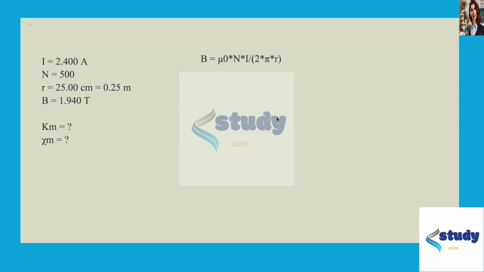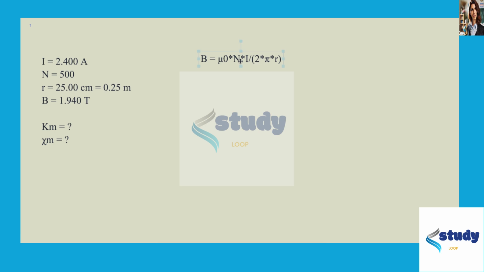Right, so this is question 28.54, where we have a solenoid that's a torus, and we know that the current in the windings is 2.4 amps. We know the number of windings, we know the mean radius, which I've converted here to meters, and we know that the magnetic field inside the windings is 1.94 Tesla. We also know that now there's some magnetic material inside of the solenoid, and we want to figure out the magnetic susceptibility and the relative permeability of the material that fills the solenoid.